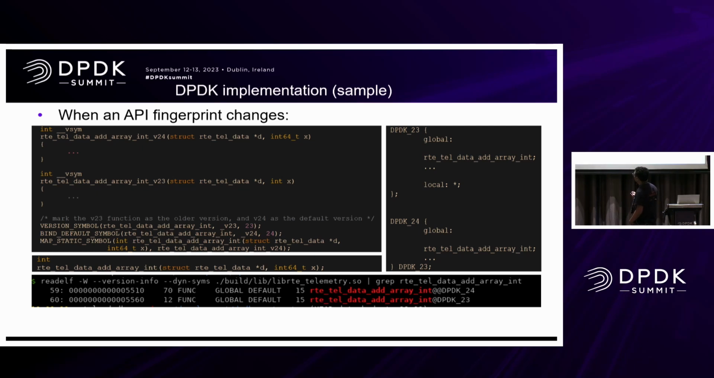In the header file, what should be there? Since the default one will be the latest one, the header should have the latest API, because all existing applications are binaries, right? So they don't need the header, but the new ones do. This is again the readelf output, and we can see there are two versions of it.